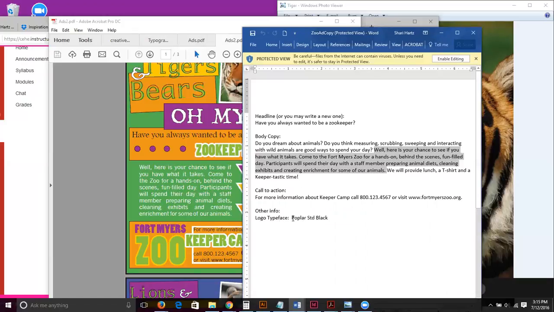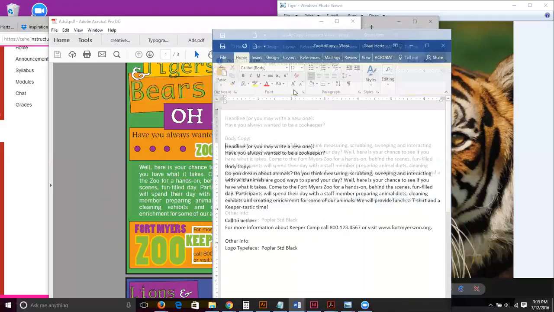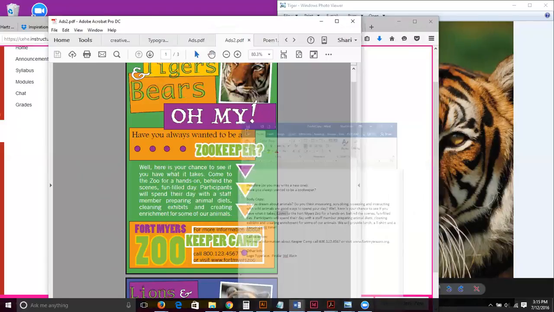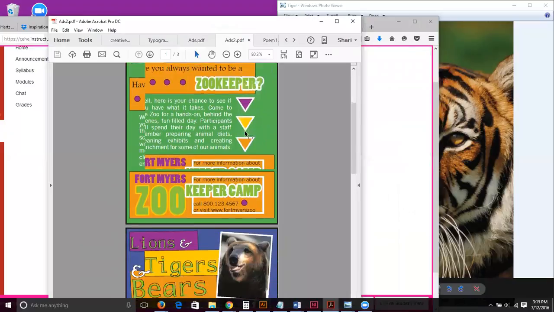And then the typeface, they're giving you Popular Standard Black, so they're giving you a very specific font. I'll have to see if I have that one. It doesn't mean that's the only one that you have to use, but maybe stick with that one for the base text, and then you guys can get creative with the rest. Or maybe this is what they use. Let's see. Showing up as Calibri. Okay. So again, not a ton of difference between them.